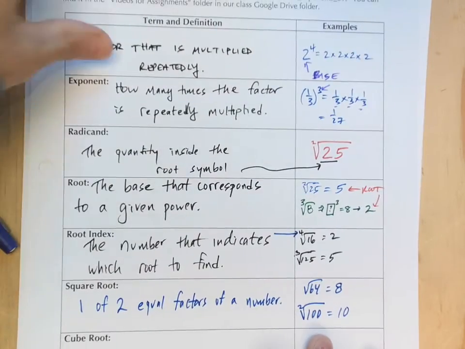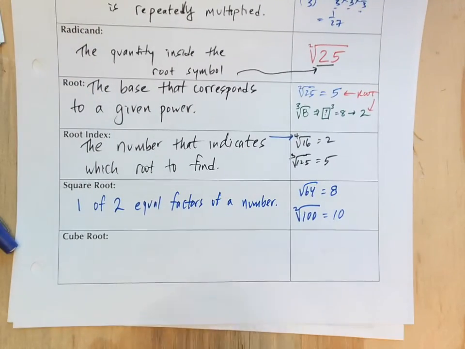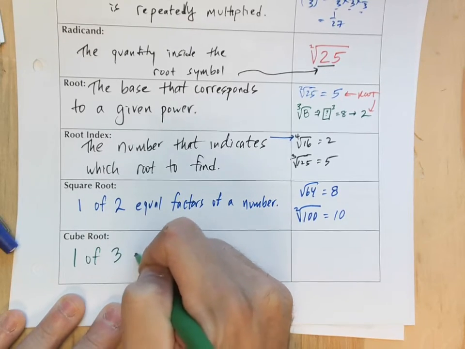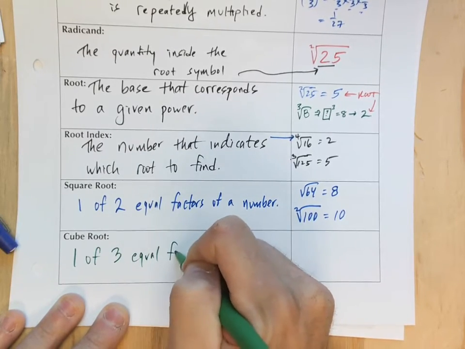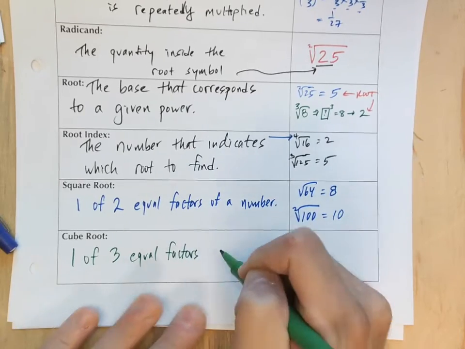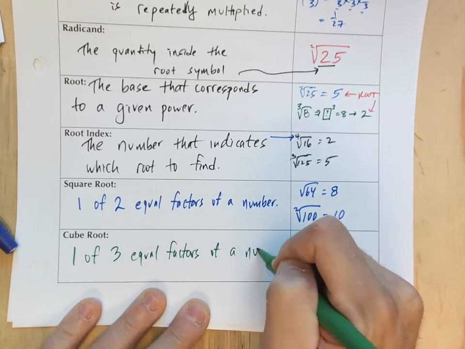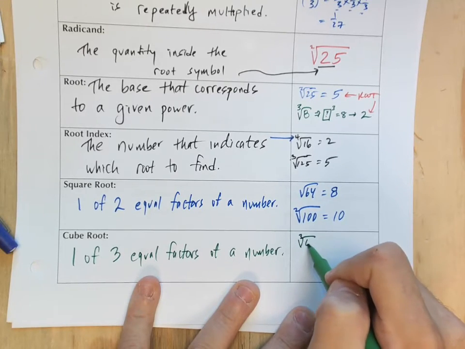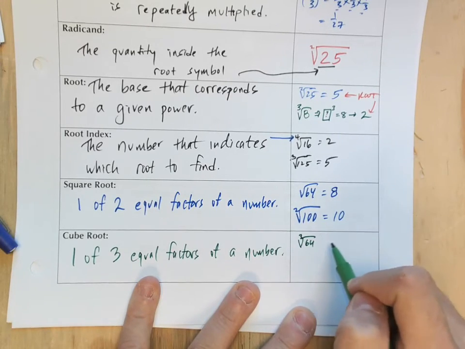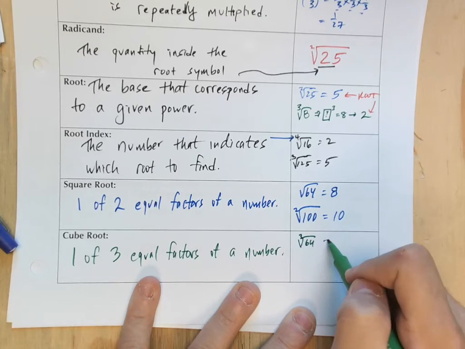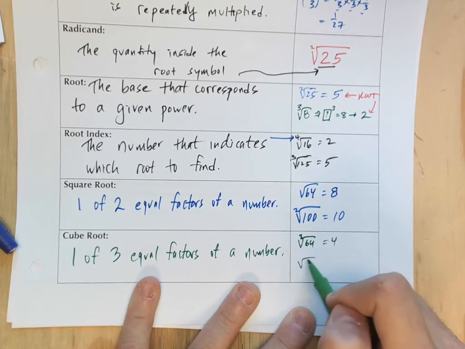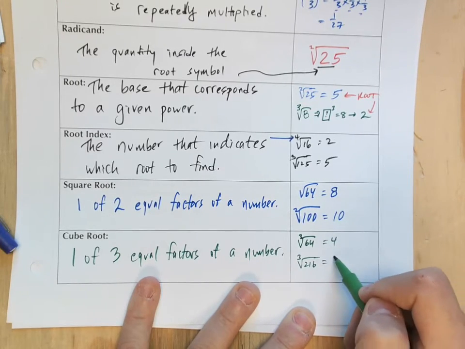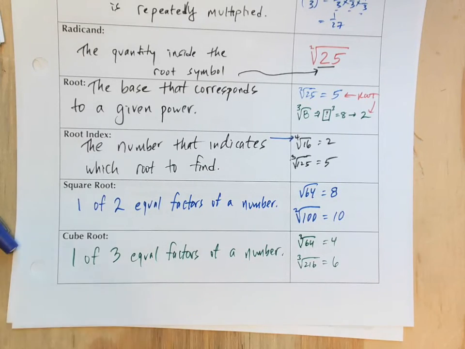And we know a cube root is one of 3 equal factors of a number. Cube root is with a root index of 3. What I'm thinking to myself here is, what number to the third power is 64? And it's 4. Or I could do the cube root of 216, and I happen to know that 6 cubed is 216.